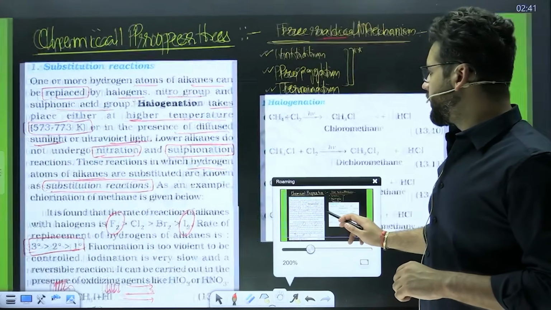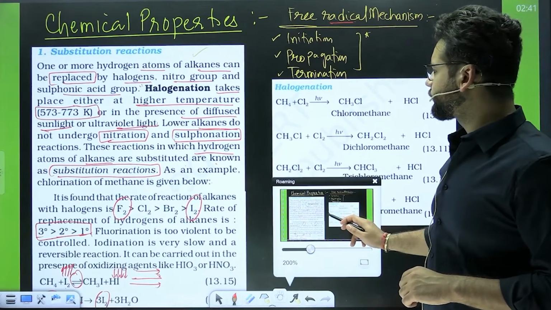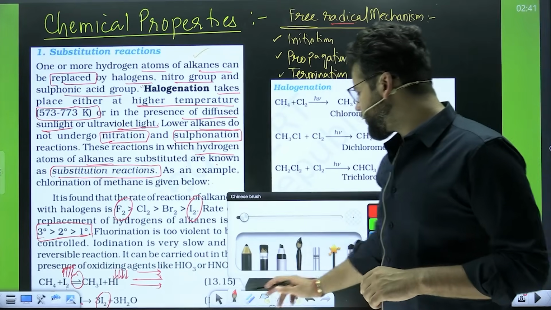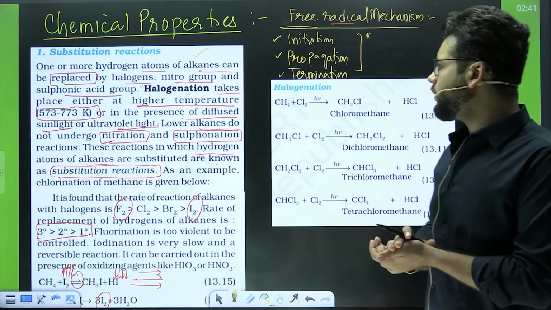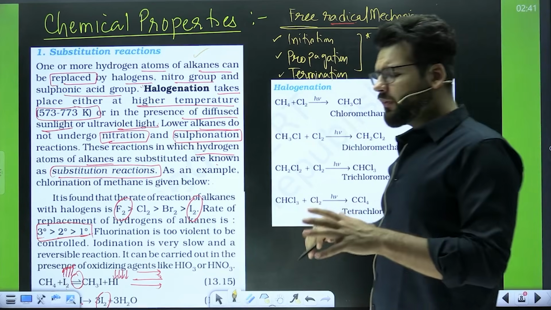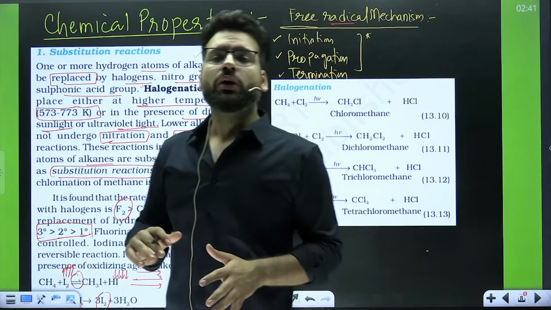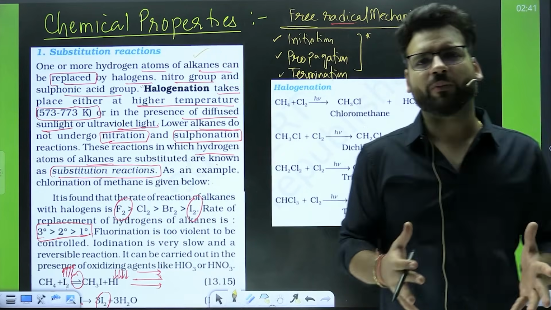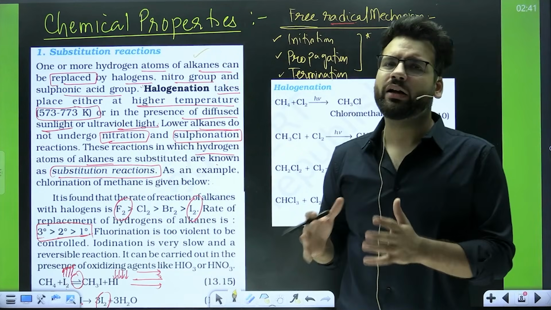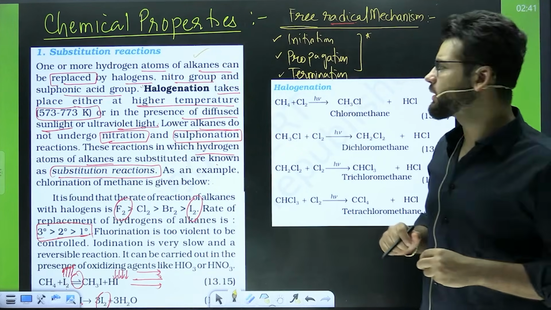Okay, this is the mechanism. Mechanism is not mentioned here by me. I'll just show it to you. So the problem with halogenation is that you cannot control the reaction to give a single product. There are multiple products that you always get in a free radical reaction. It's very difficult to control these reactions.